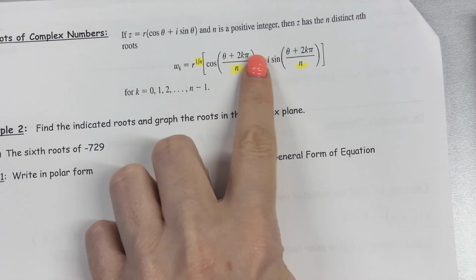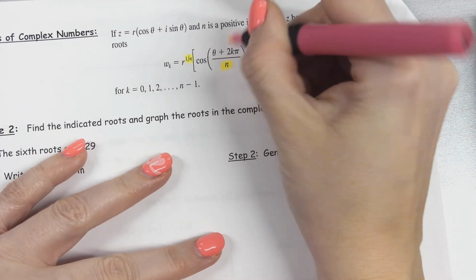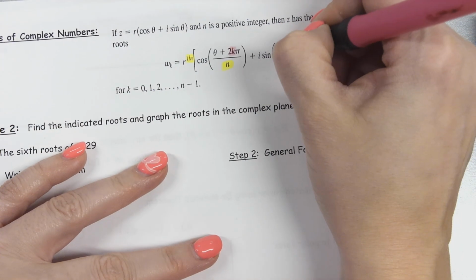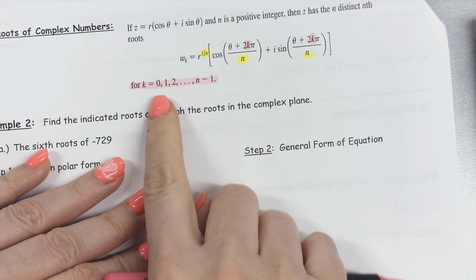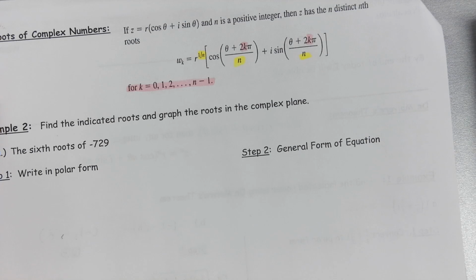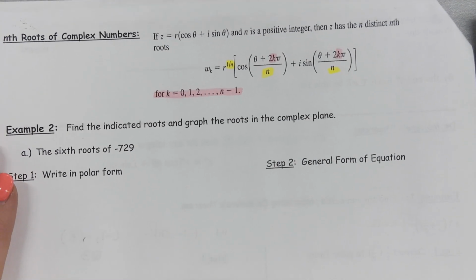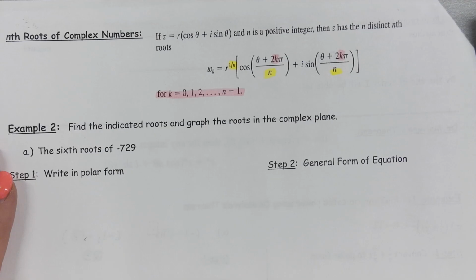We have our theta value, we have our r value, and then we also have this value of k. So we're going to be plugging in values for k. It says 0, 1, 2, up to n minus 1. That's just another way to say the number before n. So if n is 4, 4 minus 1, 3. If n is 10, 9.